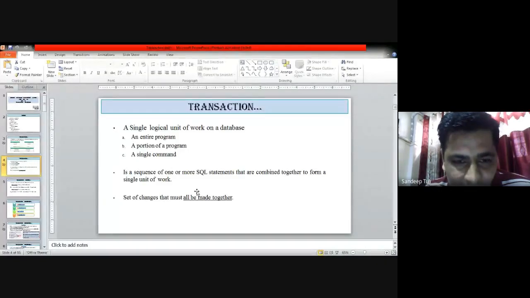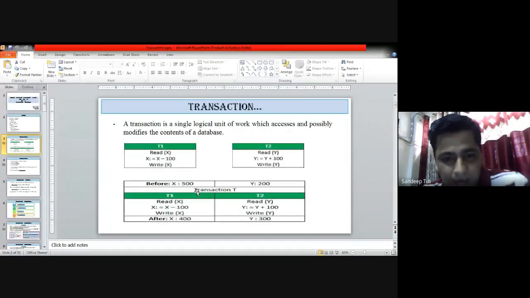Carefully listen and understand. It could be an entire program. It could be a portion of a program, or it could be a single command also. In the previous slide, we have seen that transaction T1 can separately be a transaction, T2 can separately be a transaction, and collectively T1 and T2 can also be considered as a single unit of work, which means it is also a transaction.